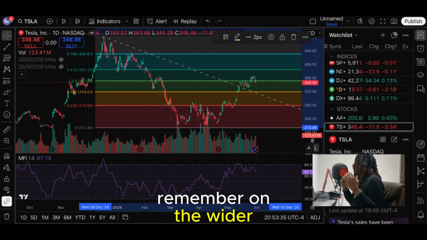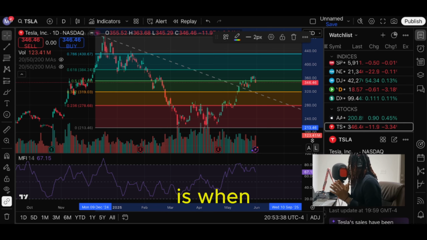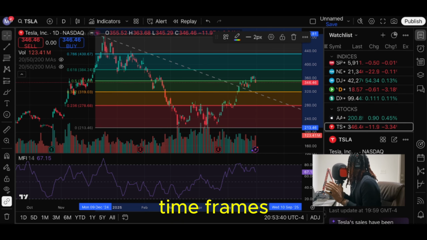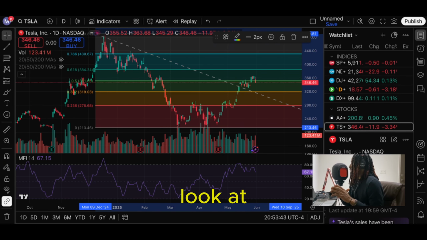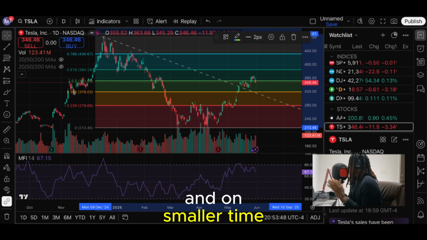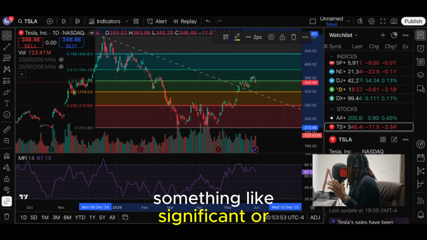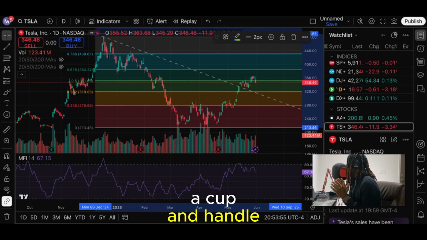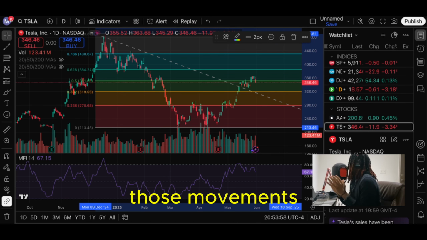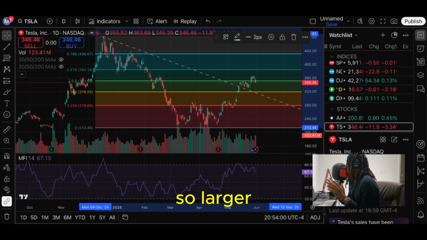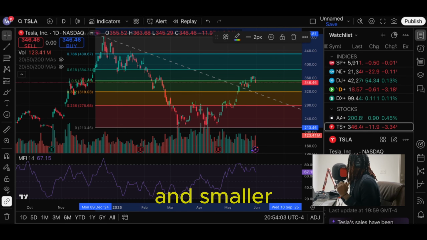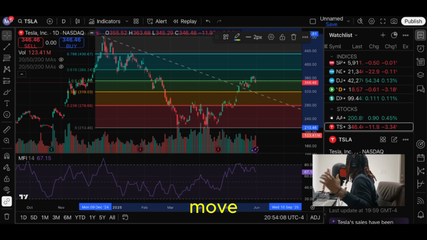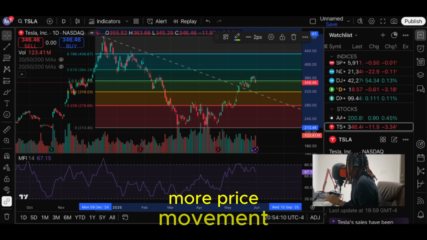Remember, on the wider time frames is when we look at bigger price moves, and on smaller time frames is where we look at the smaller price moves. So if we see something significant like a cup and handle or double bottom on a larger time frame, those movements are worth more. So larger time frames equals more money, and on the smaller time frames, of course, you can make money, but it's not as much as you can make on a bigger move off of larger time frames because it has more price movement.